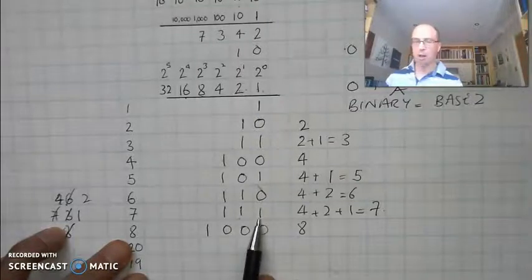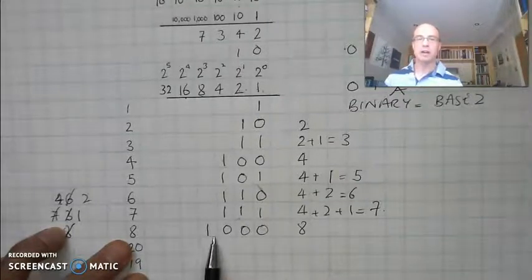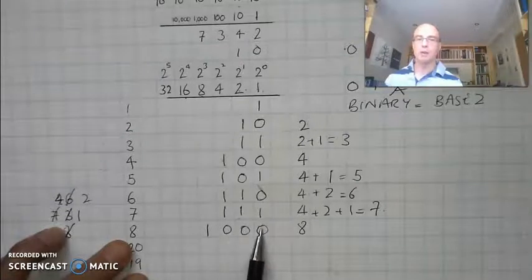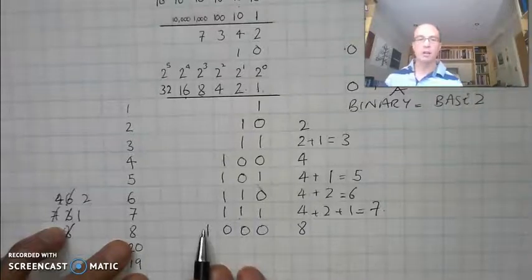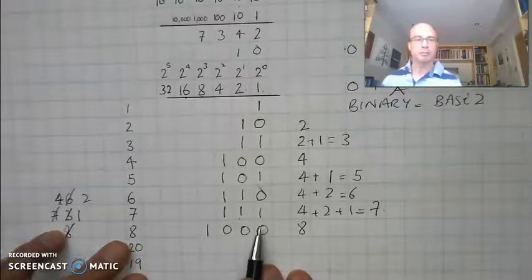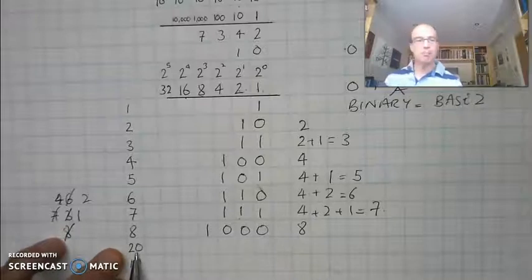As soon as you get that line of 1s, you know your next value is going to be one column over and then a bunch of zeros. It's like having 999. You tick over to 1,000, you move over to the next column, you end up with 3 zeros. Let's have a look at a bigger number this time.